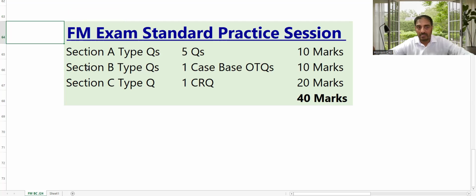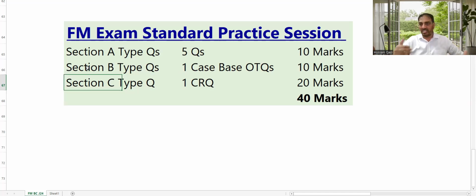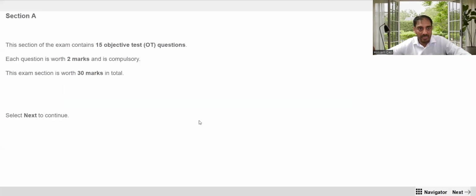The scope of this practice session is all types of exam standard questions. Particularly, we will cover section A type 5 questions, 10 marks; section B type 1 OTQs, 10 marks; and section C type 1 CRQ, 20 marks, and for the CRQ we will cover the calculation and theoretical component as well. So with this practice session we will cover 40 marks of questions. Let's start the session with the section A type question.